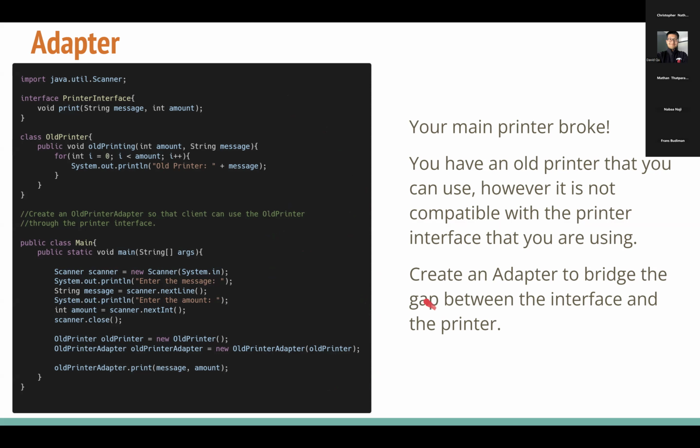Okay. So in this question, your main printer broke. You have an old printer you can use, however, it's not compatible with the printer interface. So your task is to create an adapter to bridge the gap between the interface and the printer, so you can use the old printer. And we can discuss the solution together.